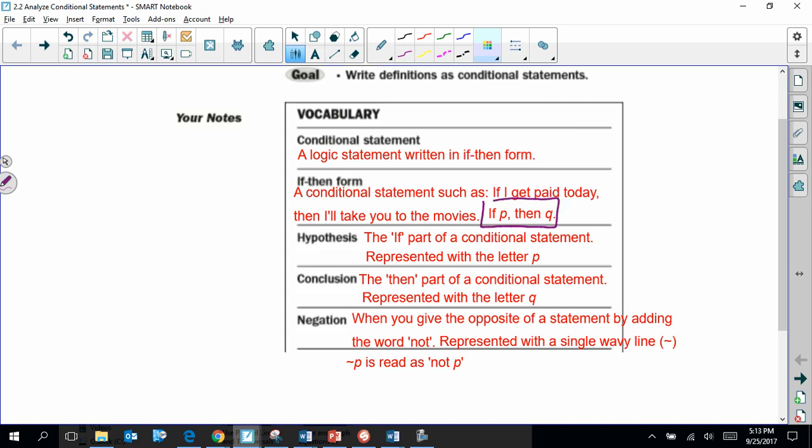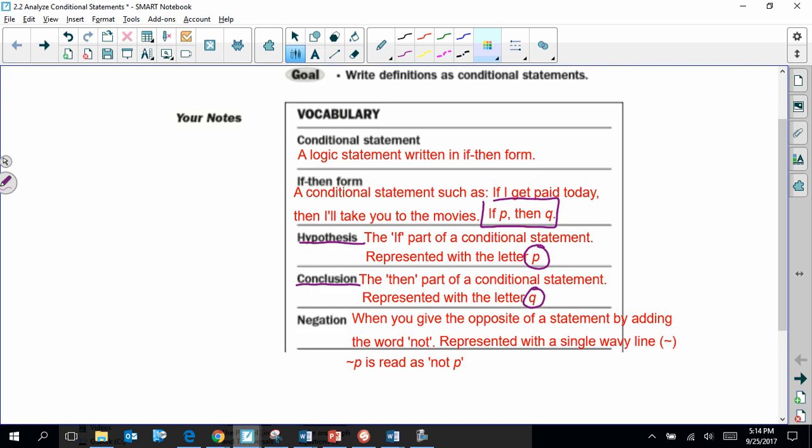If P, then Q. P is often used to represent the hypothesis of a conditional statement, and the hypothesis is the if part of the statement, and the Q is the conclusion of the conditional statement, or the then portion. The P and Q thing is a generic way, because we can have an infinite number of conditional statements, and the hypothesis and conclusion could be anything. So to simplify it to a generality, we just say P for hypothesis, Q for conclusion, kind of like we just use X a lot to represent a variable in an algebra equation.